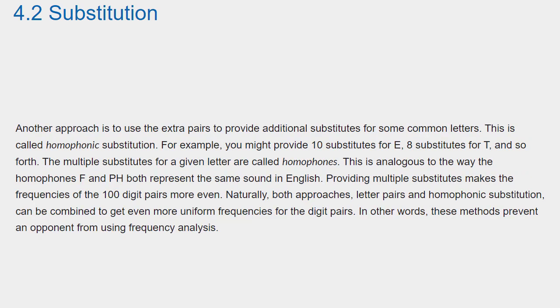Another approach is to use the extra pairs to provide additional substitutes for some common letters. This is called homophonic substitution. For example, you might provide 10 substitutes for E, 8 substitutes for T, and so forth. The multiple substitutes for a given letter are called homophones. This is analogous to the way the homophones F and PH both represent the same sound in English. Providing multiple substitutes makes the frequencies of the 100 digit pairs more even.